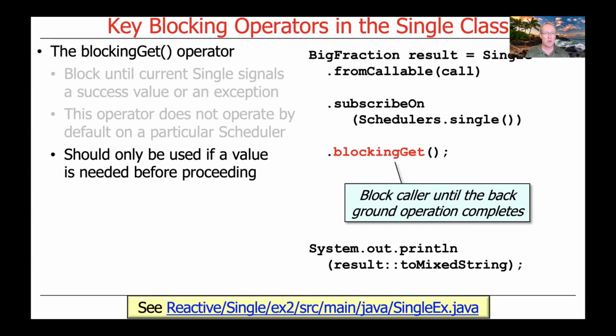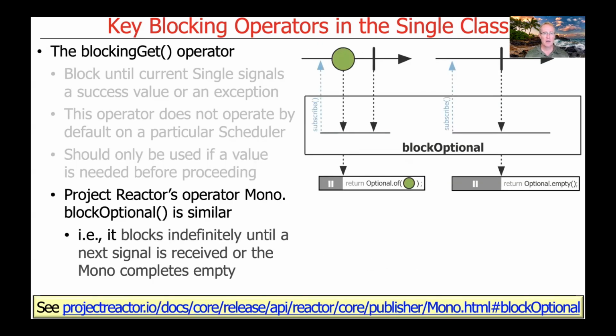Here's a very simple example that we'll talk about more when we get to the case study at the end of this lesson, where we have Single.fromCallable, which is a factory method operator that's going to make a call. Call, of course, is a Callable. And then we're going to have this subscribeOn run in the Schedulers.single thread, so it'll run in a background thread. But then the calling thread will invoke blockingGet, which will block that calling thread until the background operation running in the single background thread completes. And when that's all done, we go ahead and print the results as a mixed string.